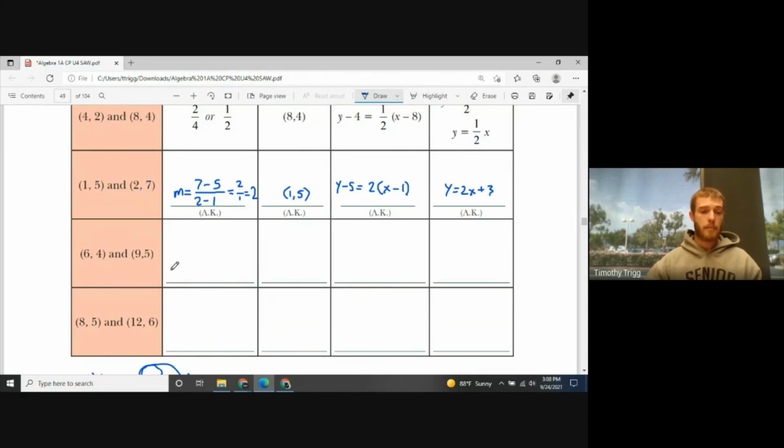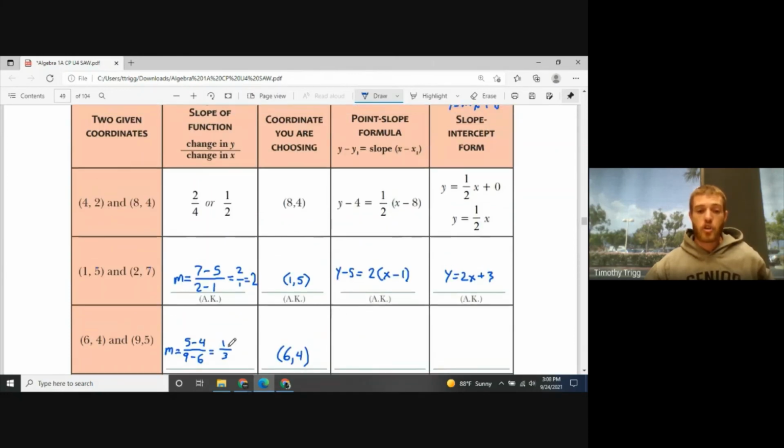Let's do another example. So to find our slope, we can subtract the y coordinates on top. So 5 minus 4, subtracting the y coordinates. And then in the denominator, subtracting the x coordinates, 9 minus 6, giving us 1 over 3. So in this case, our slope would be rise 1, run 3. Let's go ahead and pick one of the coordinate points we like. It doesn't matter which one you pick. I'm just going to go ahead and pick the first one.